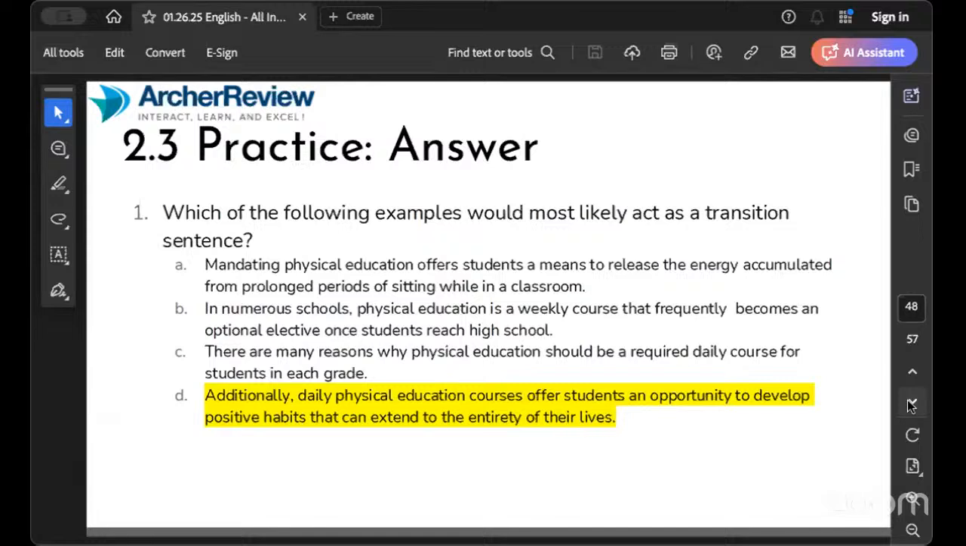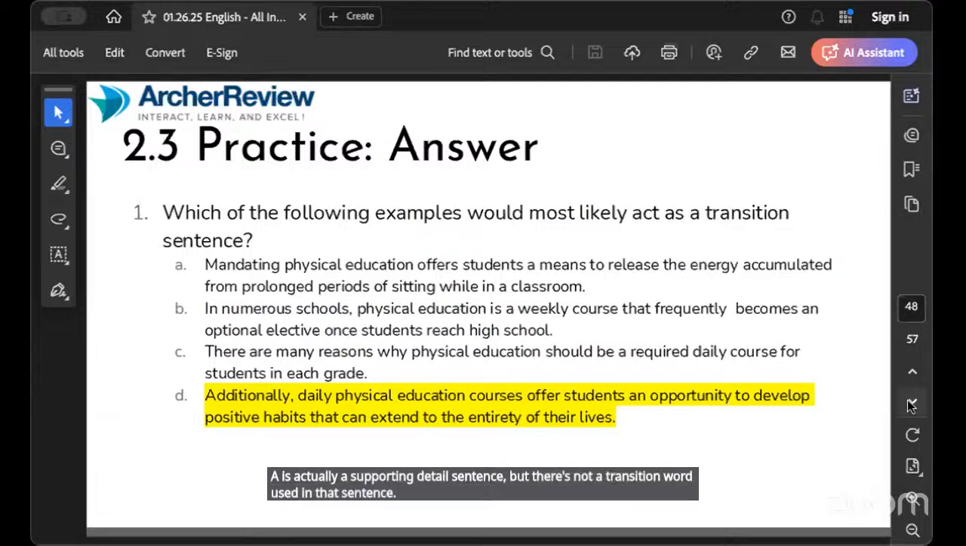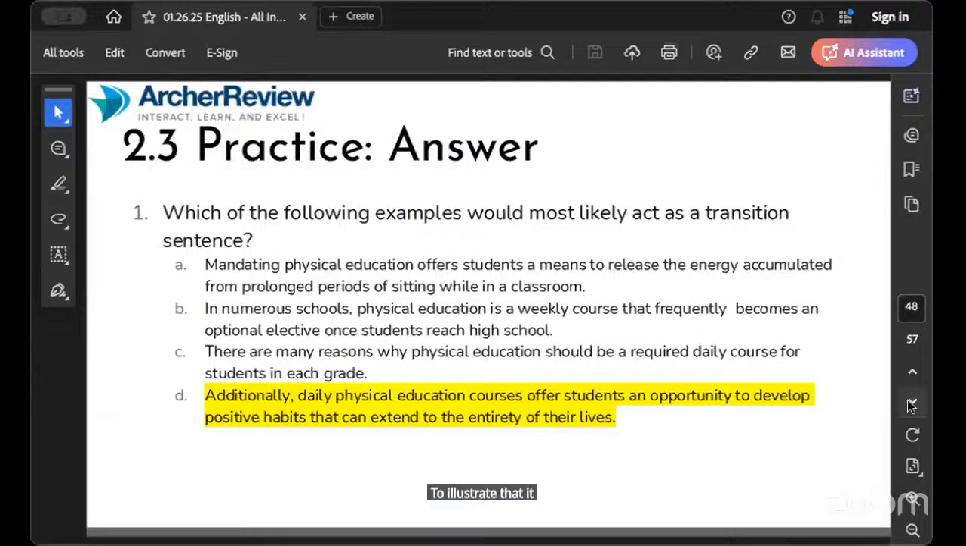A is actually a supporting detail sentence, but there's not a transition word used in that sentence to illustrate that it was moving from one idea to another. B is actually what we would call an introductory detail. All right, any questions on that one?